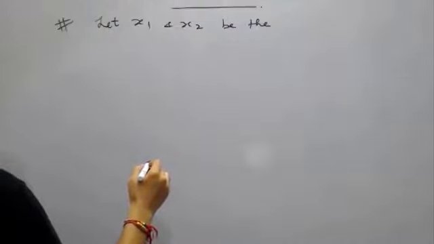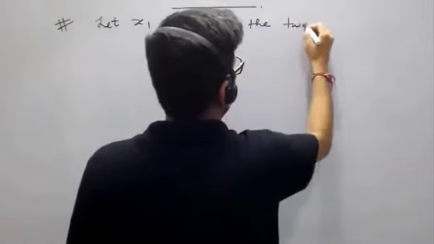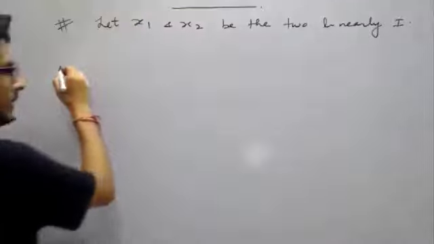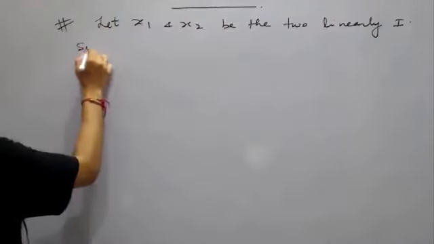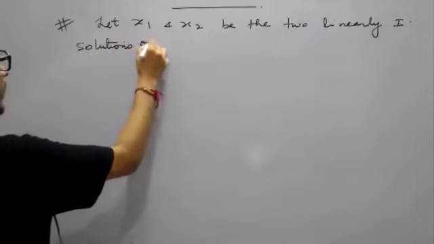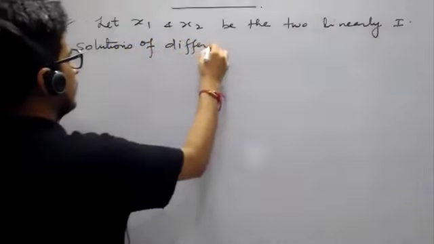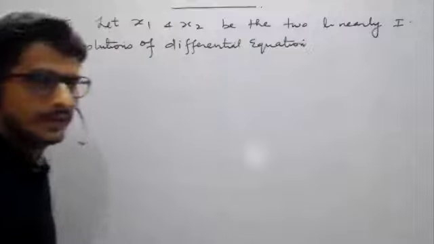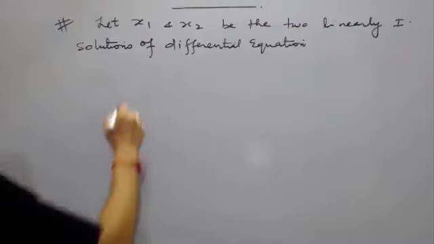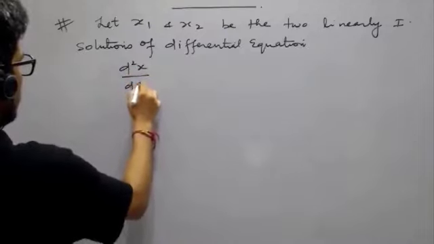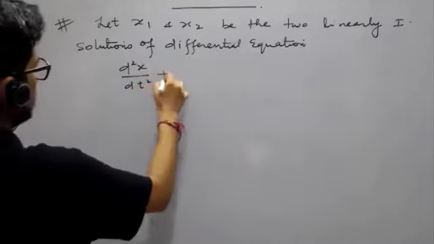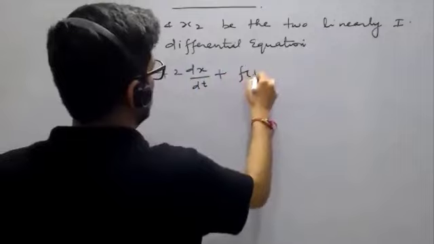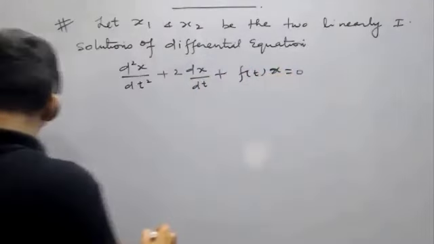two linearly independent solutions of the differential equation d2x by dt2 plus 2 times dx by dt plus some function of t times x is equal to 0.